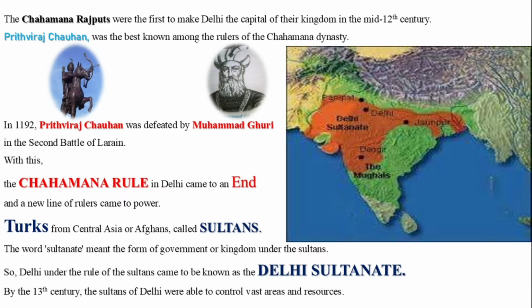If you see the right side image of the map, you can see in orange color the region where the Delhi Sultanate was ruling, and you'll also be able to see the major places in the map. By the 13th century, the Sultans of Delhi were able to control a vast area and the resources near the Delhi Sultanate.